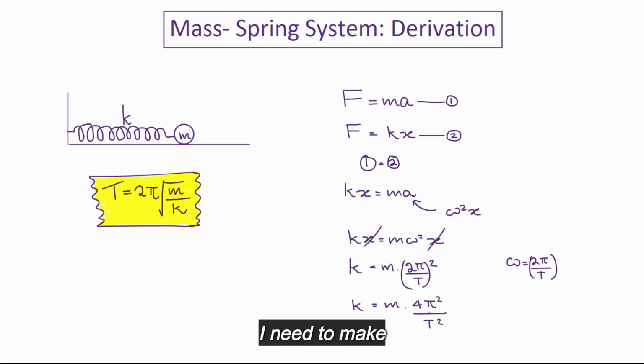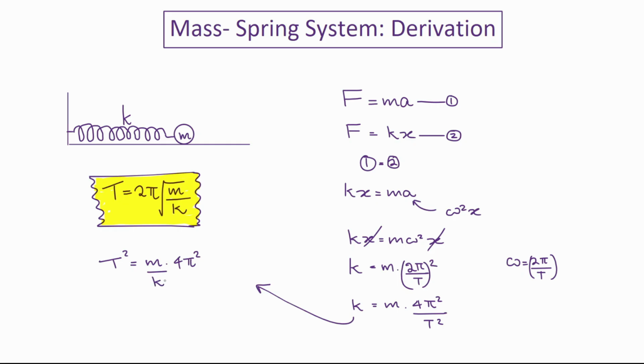Now I need to make T² the subject. So I get T² = m·4π²/k. Square root both sides, so I get T = the square root of 4π² is 2π, √(m/k). Done.